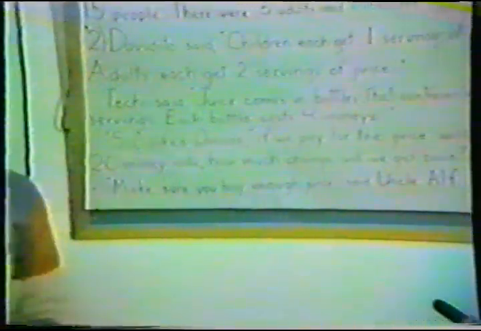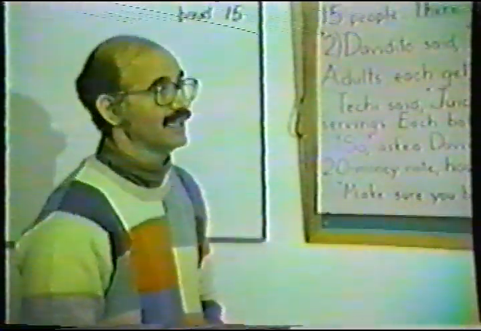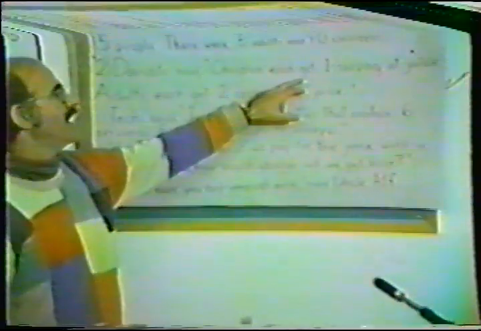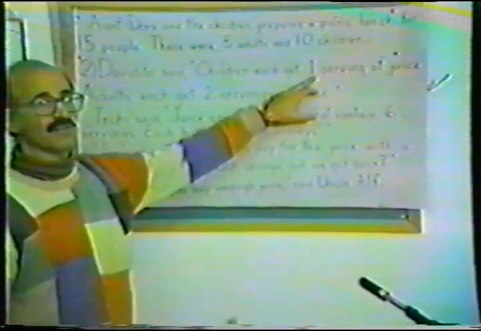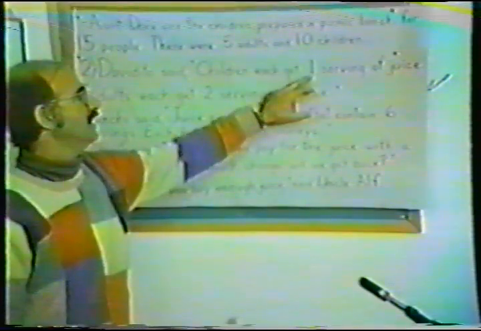Make sure you buy enough juice, said Uncle Alf. I wonder why he said that. We'll try to find out. Well, we still have 5 adults and 10 children. Children get 1 serving of juice. 10 children each get 1 serving of juice.